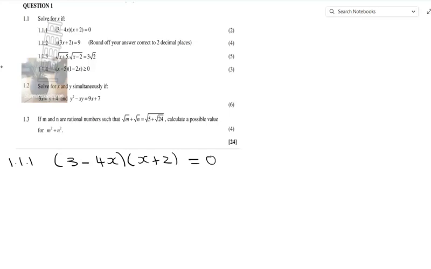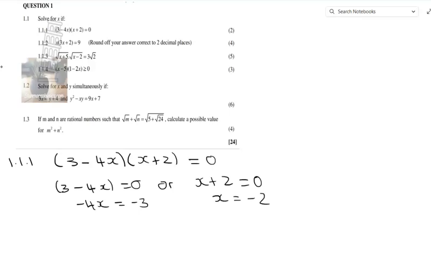And we're going to be saying 3 minus 4x is equal to 0, or x plus 2 is equal to 0. This is minus 4x is equal to minus 3. X here is equal to negative 2. So x is equal to 3 over 4. Okay, we managed to solve that.